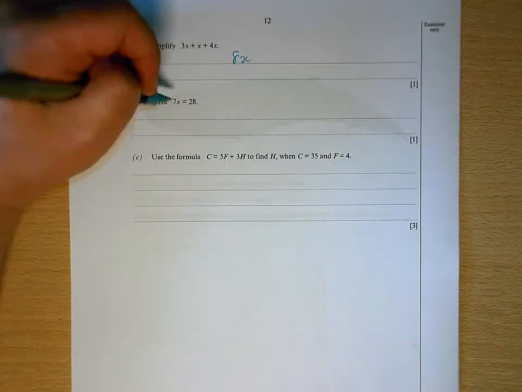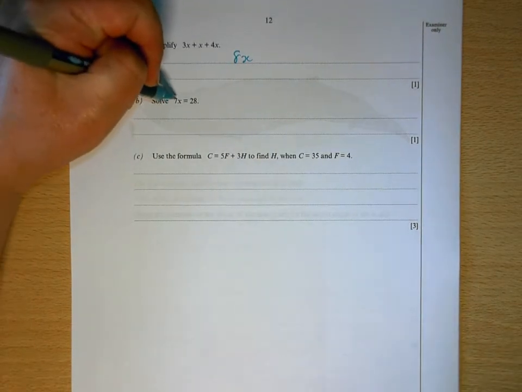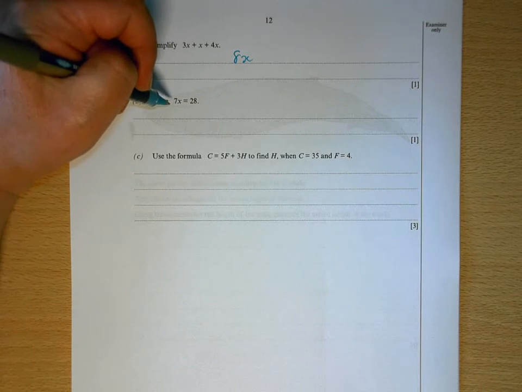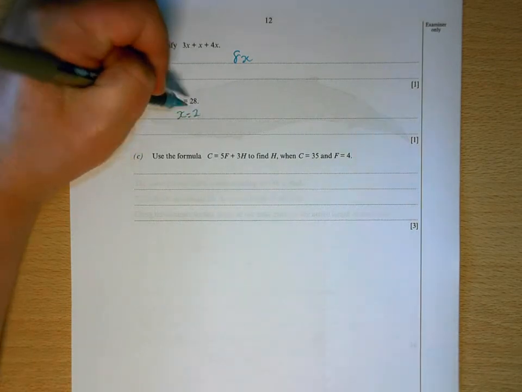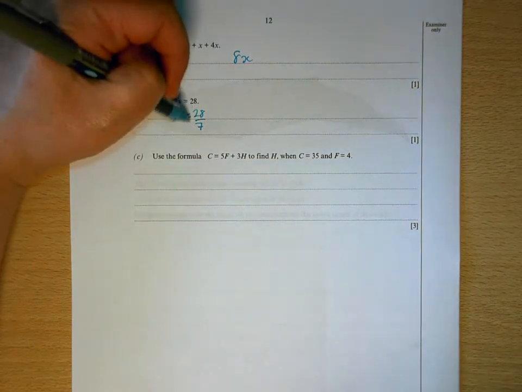7 times x is 28. You want to undo the times 7 by doing the opposite of timesing by 7, which is dividing by 7. In algebra we write it as 28 over 7. 28 divided by 7 is 4.